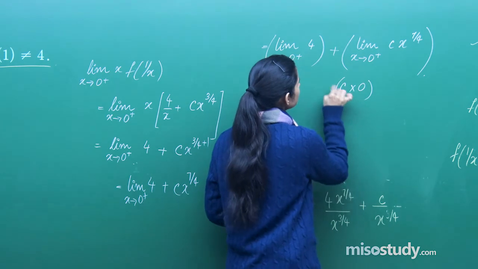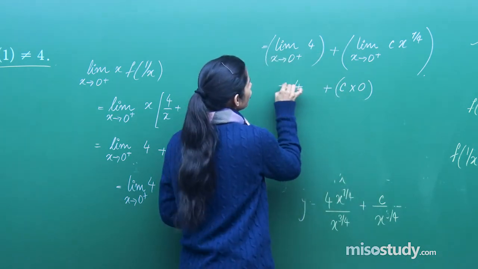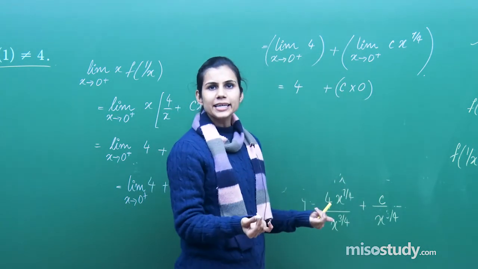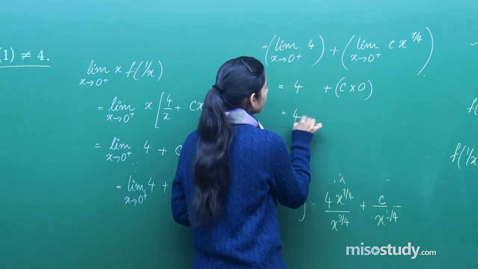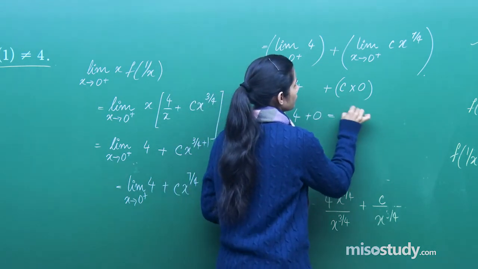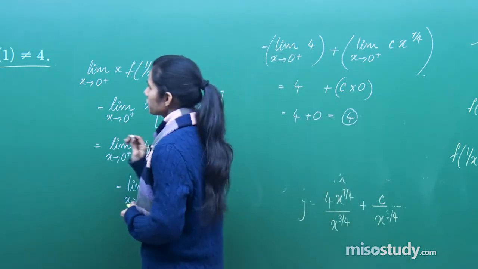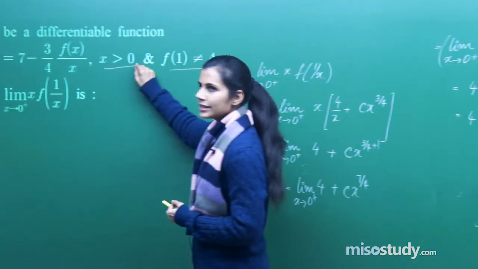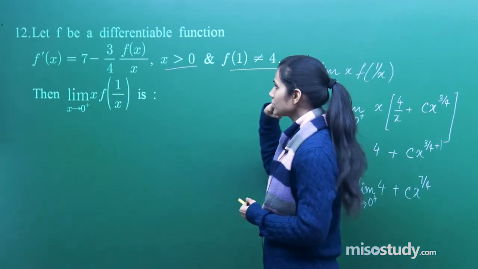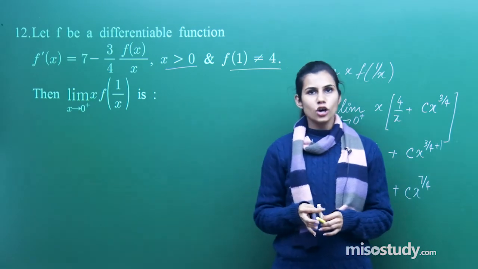So you get c into 0 plus limit of a constant is that constant only, be it at any point. So this will be 4 plus 0, which is 4. So you evaluated limit of this expression with this condition kept in mind, and you are getting that limit as 4.